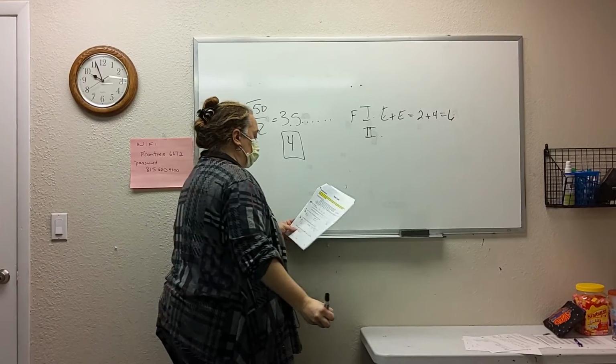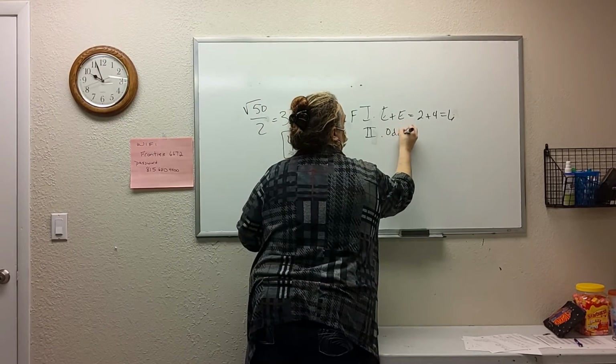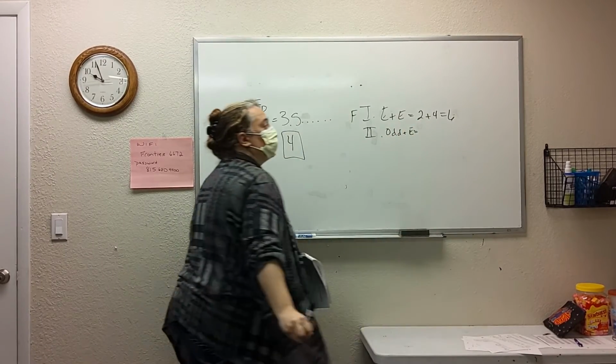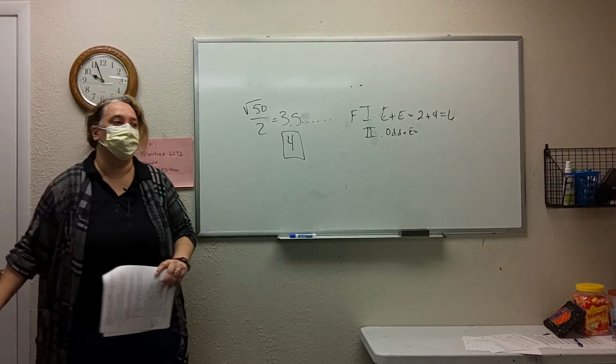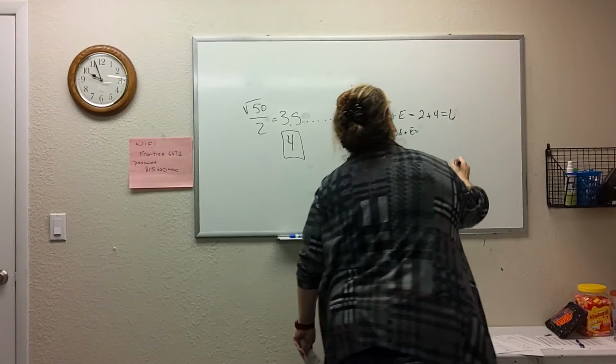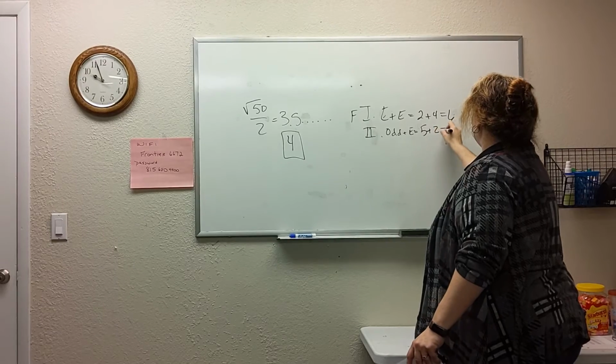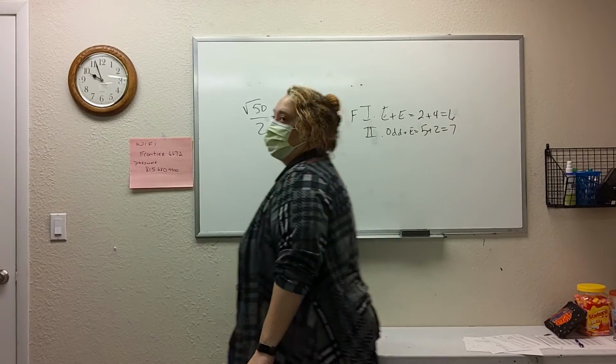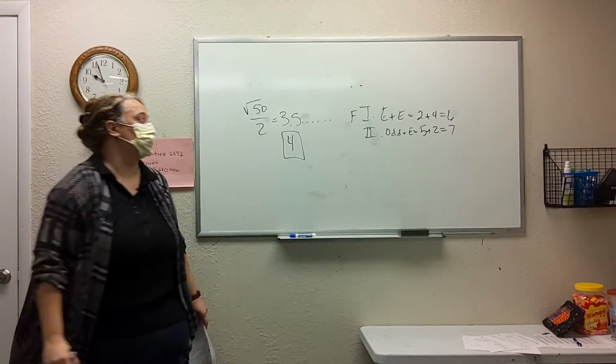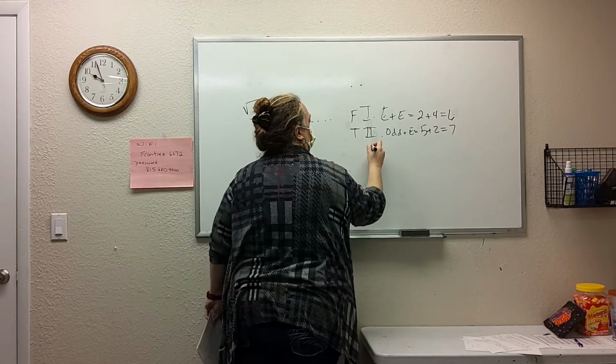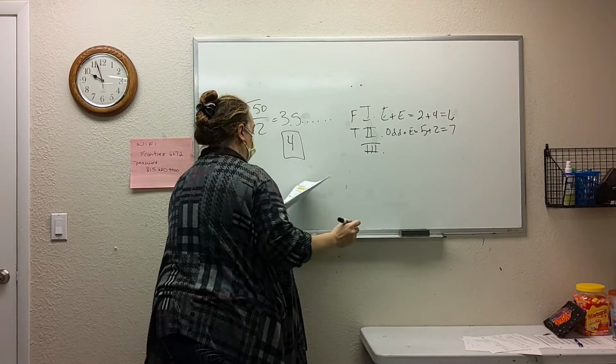Rule number 2, I got an odd plus an even. So give me an odd and an even. 2 and 5? Okay, so I'm going to do 5 plus 2. That's 7. Did I get an odd? Did I get what I wanted? Yeah. Okay, that's true.